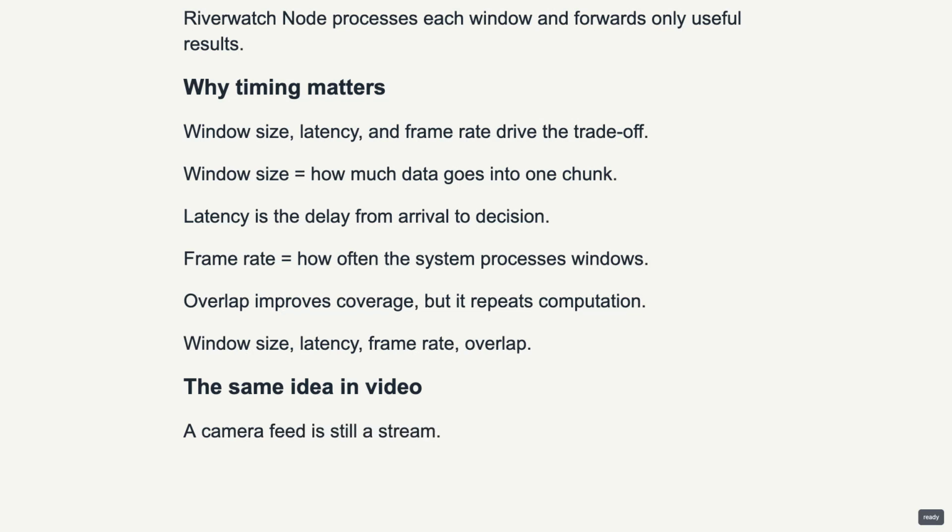A camera does not escape the stream problem just because the data looks visual. If sampling is too slow or the windows are too coarse, motion can be present in the scene but absent from the model's input.